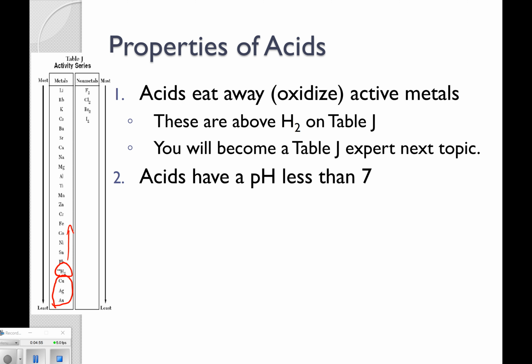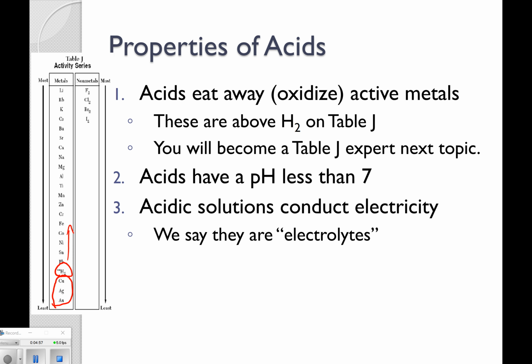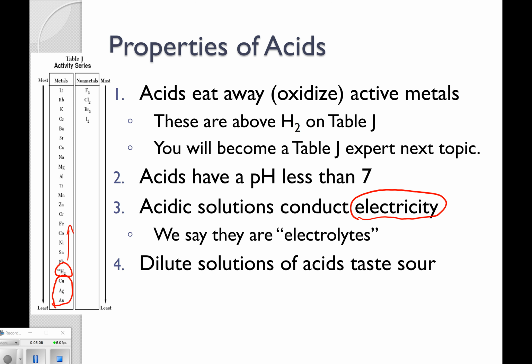Acids have a pH less than 7. It's important to know. And acidic solutions conduct electricity. So we call them electrolytes. Now, if you've ever had any type of acid, a common one that we get a lot, vinegar, lemon juice, if you get any of those diluted or even close to fuller strength, they are pretty sour.